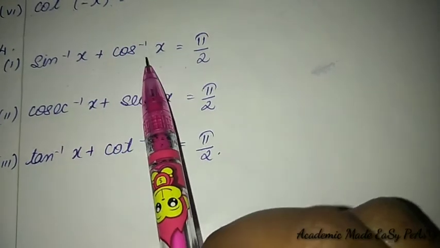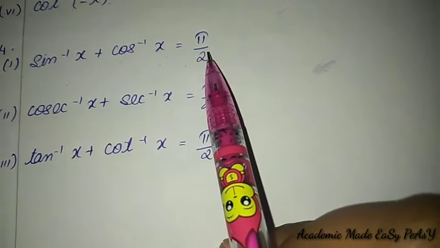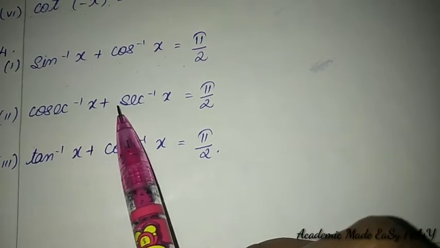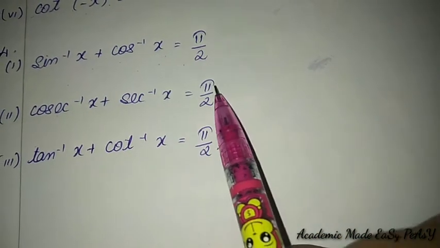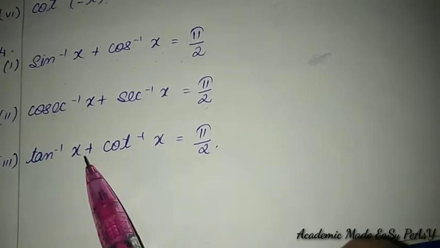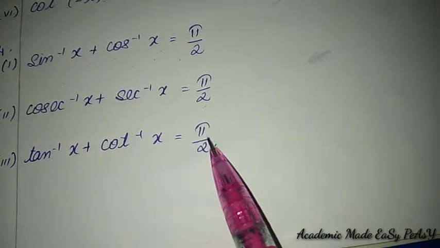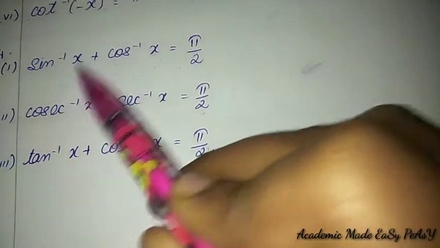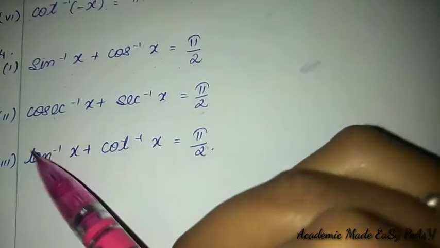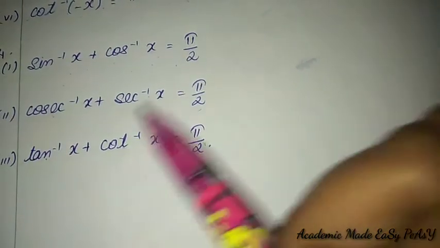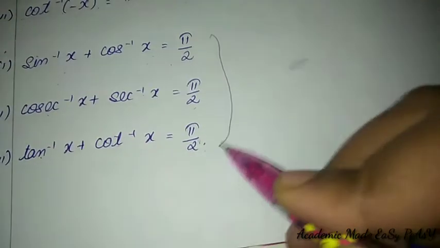Sin inverse x plus cos inverse x is equal to pi by 2. Cosec inverse x plus sec inverse x is equal to pi by 2. Tan inverse x plus cot inverse x is equal to pi by 2. So group sin and cos, cosec and sec, tan inverse and cot inverse together so that we will get pi by 2.